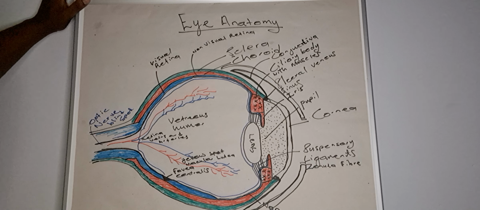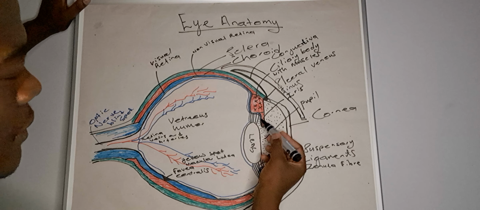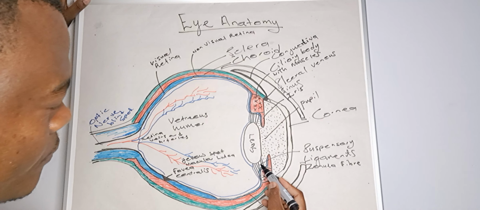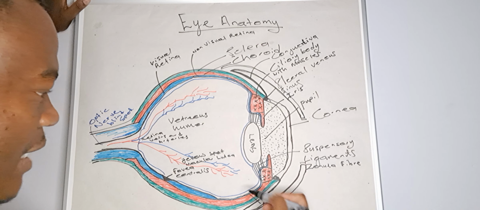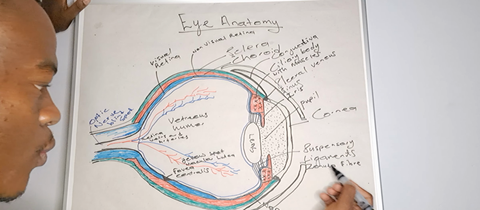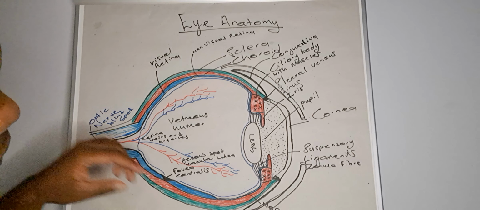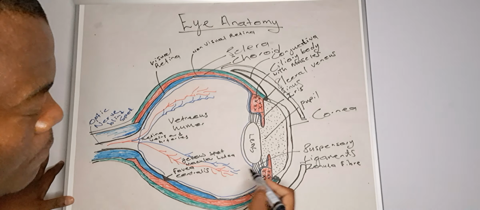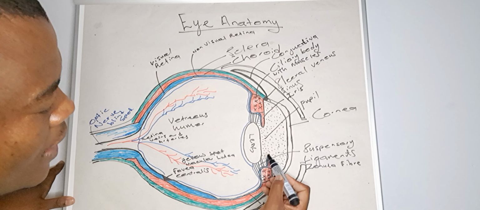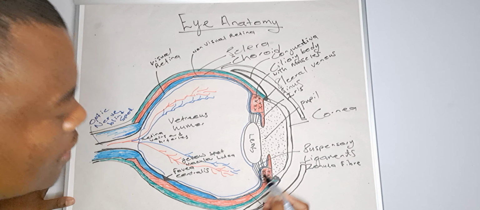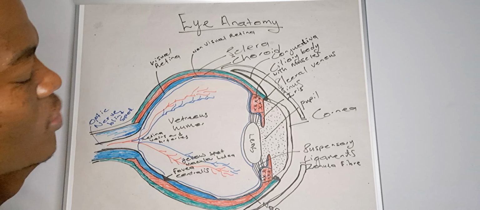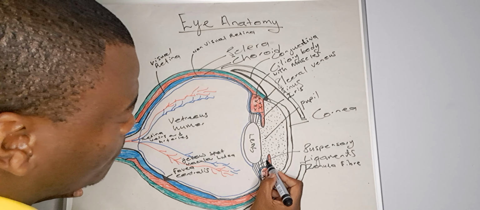So the question is, we know that these particular fiber materials are suspensory ligaments. That is their name. They are made of what we call zonular fibers. But what is the space? Look at the space between the suspensory ligament and the lining of this iris and the non-visual retina. What is the name of this? We call this one the posterior chamber.